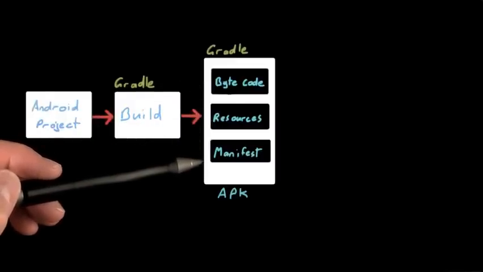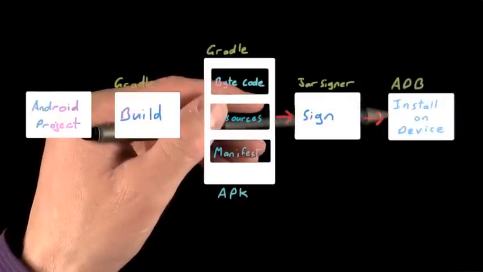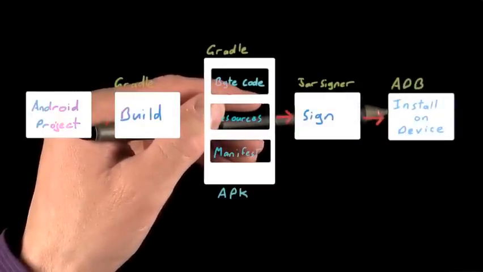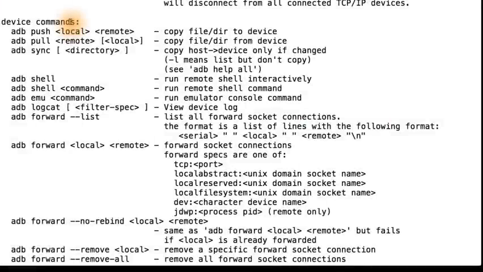Once you've got your APK ready to go, it's signed and then pushed to the device using the Android Debug Bridge, or ADB. If we return to the terminal, you can see that ADB lets you interact and debug apps on any device, physical or virtual. Things like pushing and pulling files, viewing logcat output, or even running a remote shell.